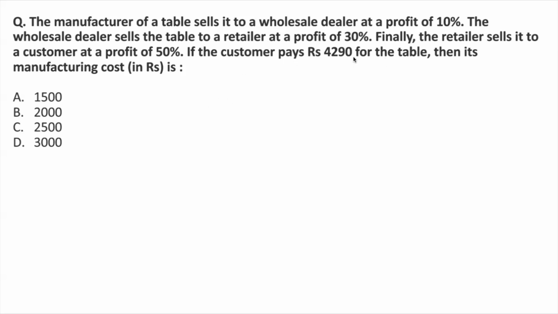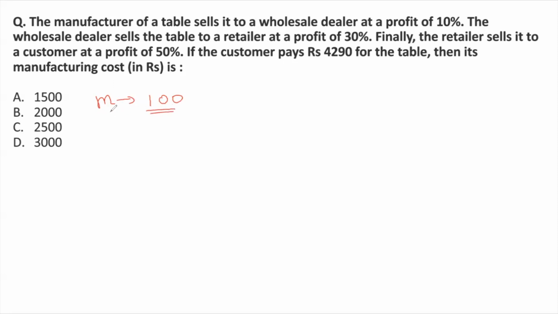The manufacturer of a table sells it to a wholesale dealer at a profit of 10%. Okay, so I'll write the chain and then we'll directly get the answer. We have the manufacturer, and let's suppose he's buying the table for a price of 100 rupees. So let us suppose that the manufacturer is buying at a price of 100 rupees.